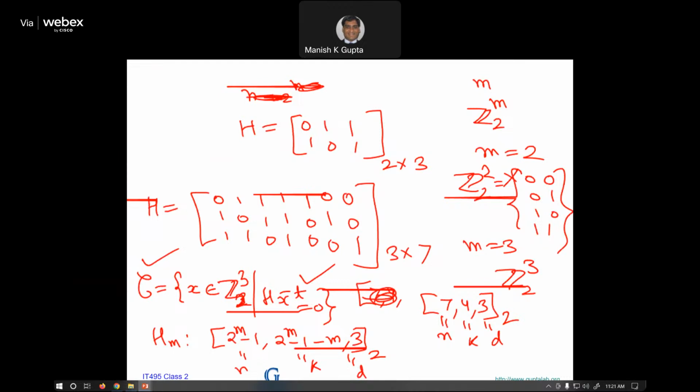Now, this encoding and decoding can be even more simplified when we use a special kind of structure in the code, which is known as a cyclic code. Okay, so what is a cyclic code?